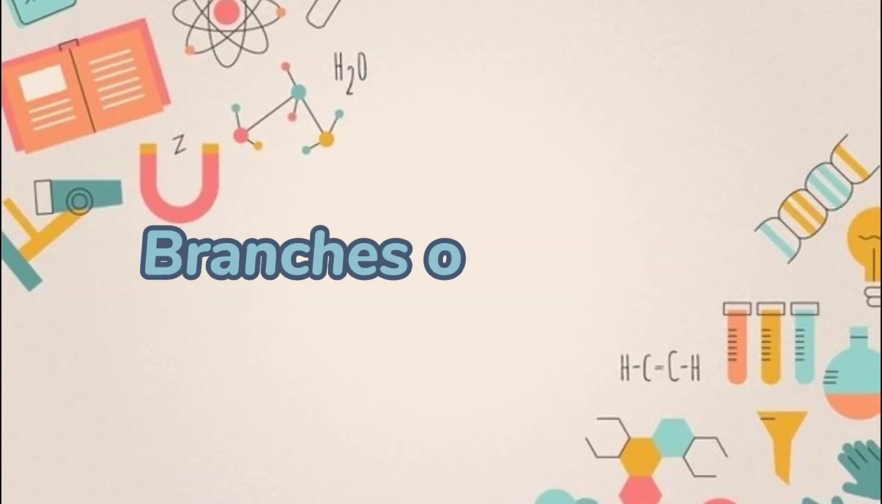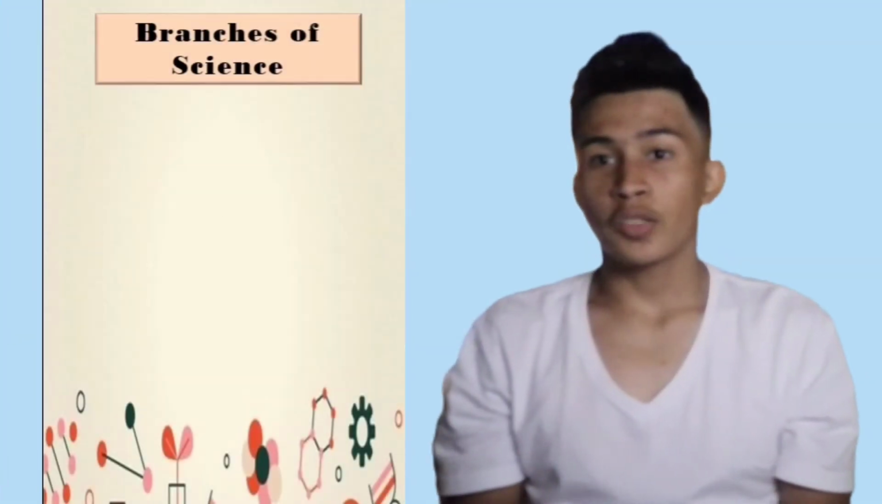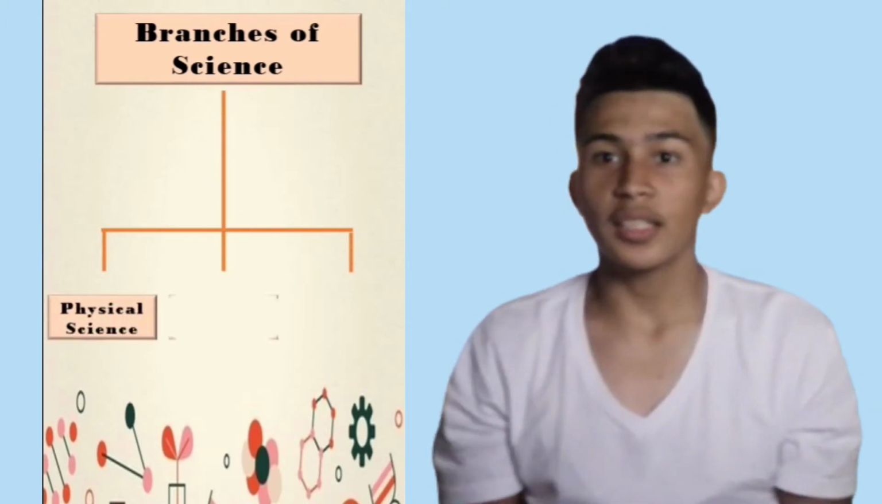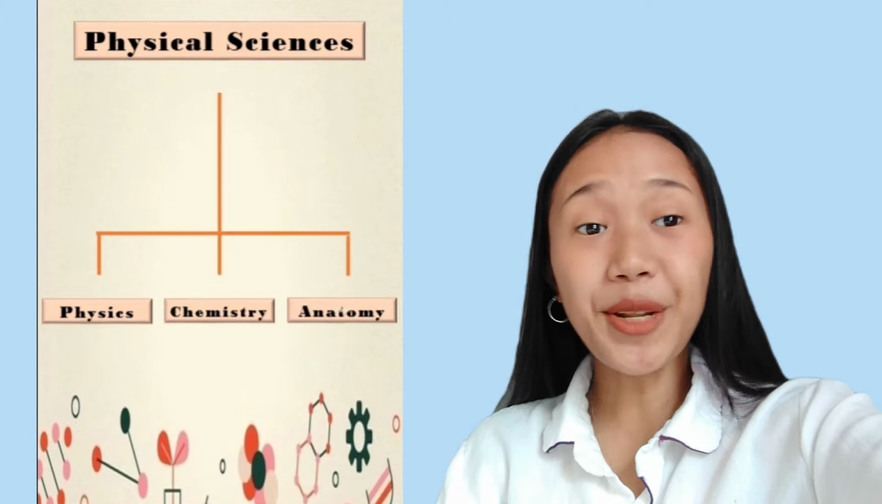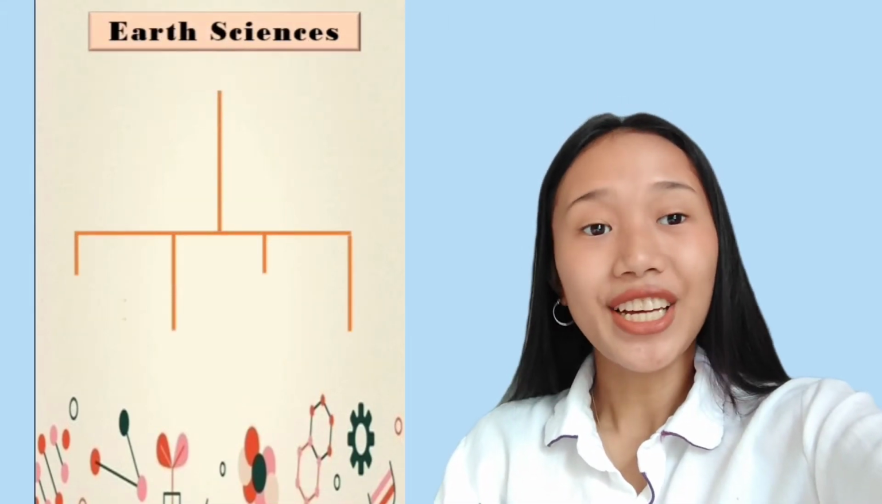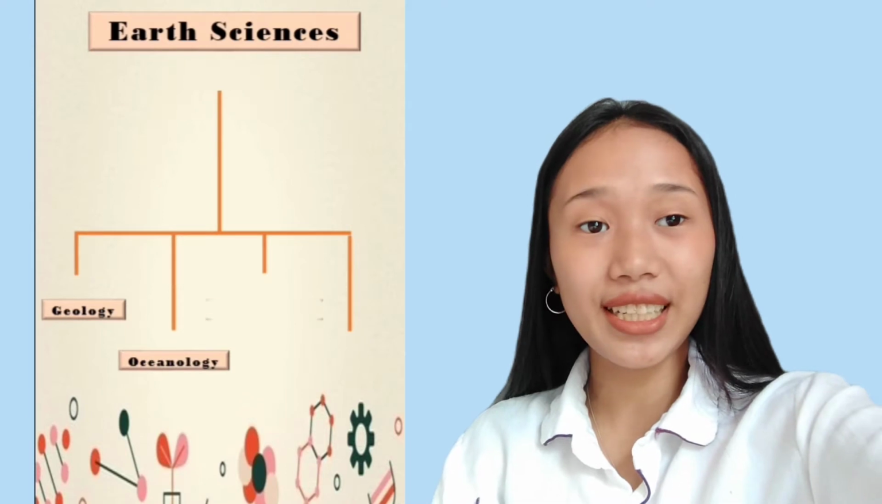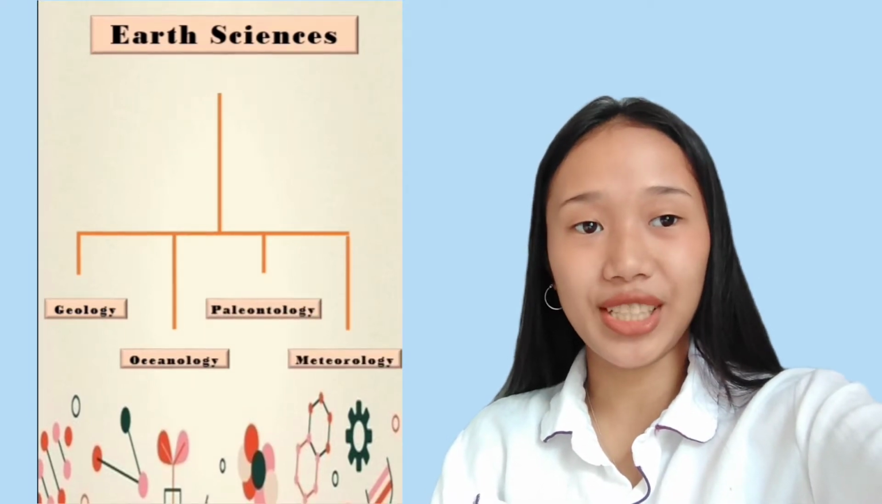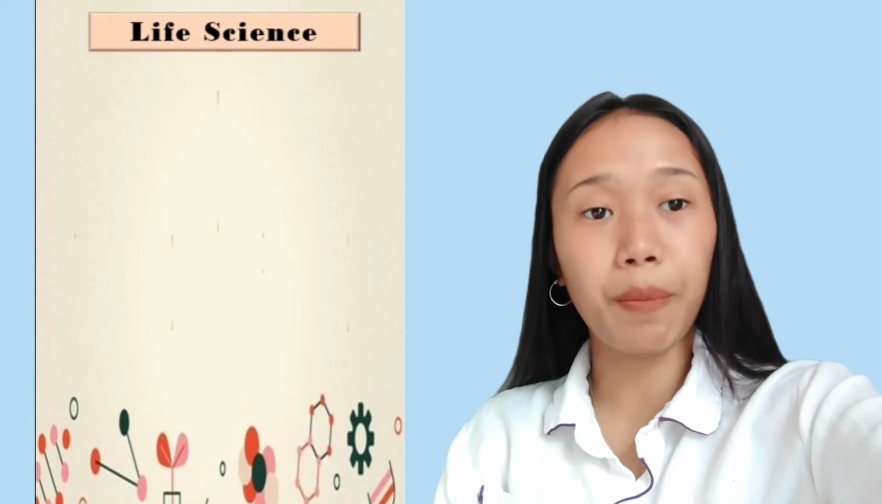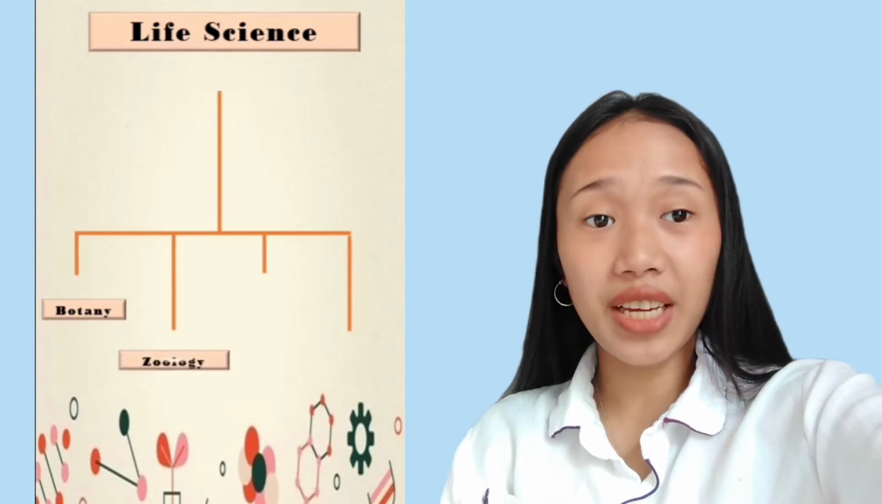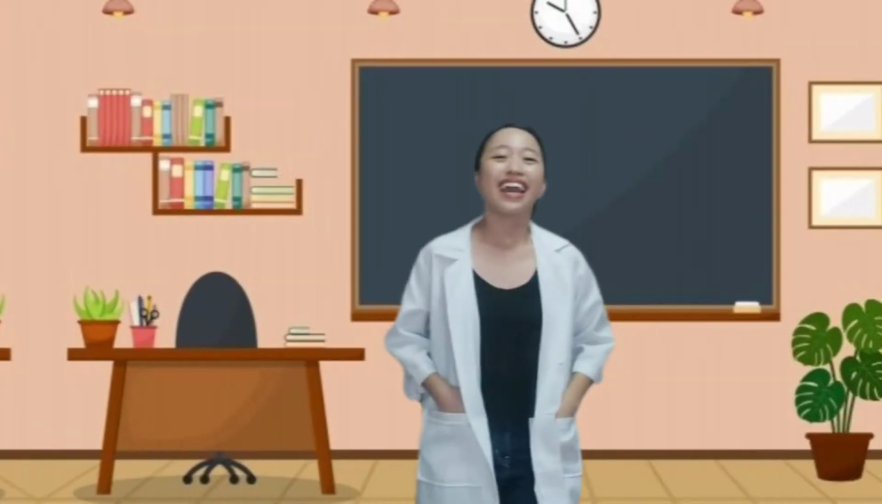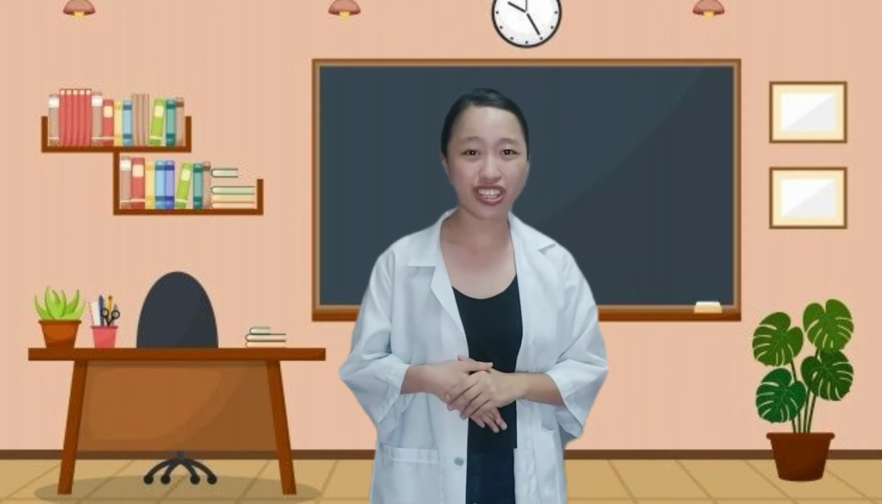And here are the different branches of science. The 3 main branches are physical science, earth science, and life science. Under physical science, we have physics, chemistry, and astronomy. Meanwhile, earth science has geology, oceanology, paleontology, and meteorology. Lastly, in life science or biology, we have botany, zoology, genetics, and medicine. And that's all for the definition and branches of science.